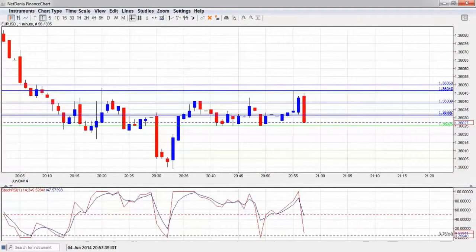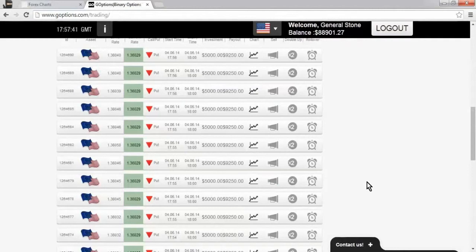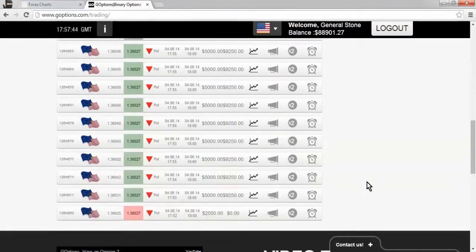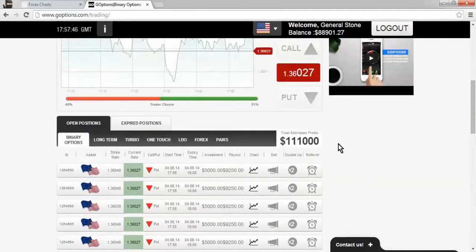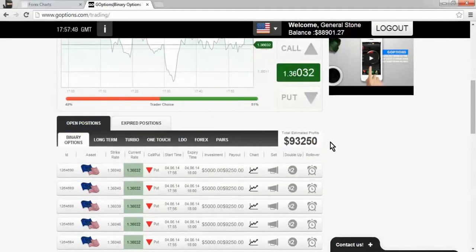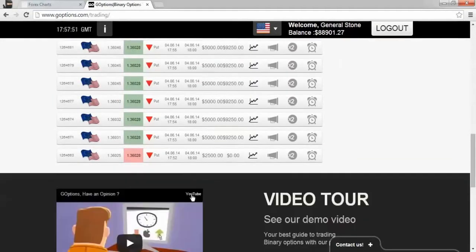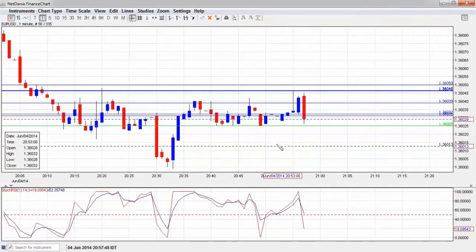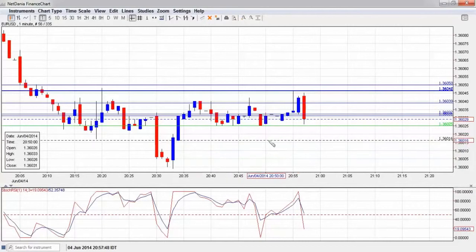Look at that. I can go back to my open positions. What do you know? All except one are in the green right now. That's a total return of $111,000 if the price stays where it is. It is skipping around ever so slightly, so I do hate to talk too soon, but we are left with just 1 or 2 minutes to go.